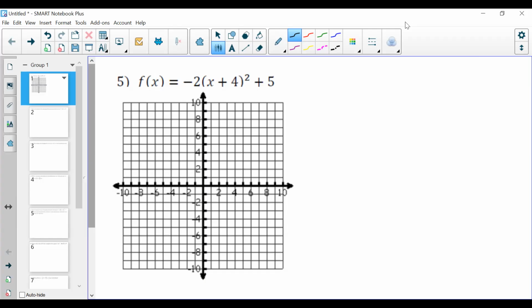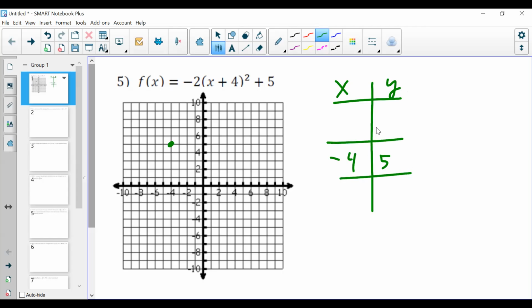I'm starting with number 5 on the packet in your homework. It's a graphing problem: y = -2(x + 4)^2 + 5. What I want to do here is always start with my vertex. My vertex is (-4, 5), so that's going to be right here. I can make a little XY table and put -4, 5 right in the middle.